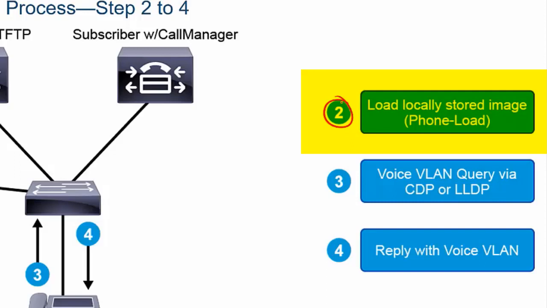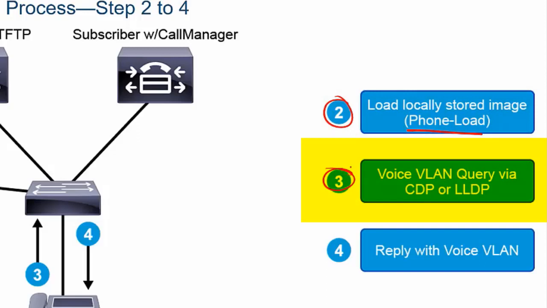So, and it's important to understand that concept here, as we'll see in the next few steps. So first of all, in step 2, we load whatever locally stored image we have, and this is what's known as the phone load. Step 3, we then want to identify what the voice VLAN is by doing a query either via CDP or using something like LLDP.